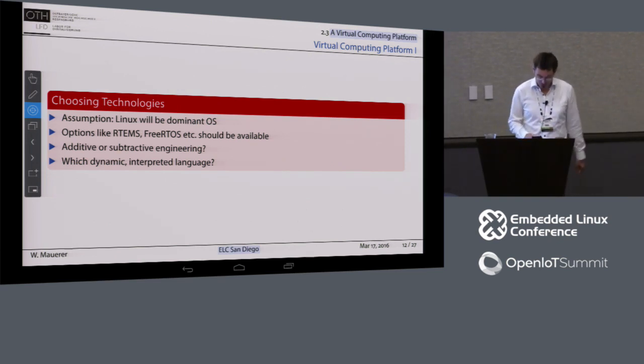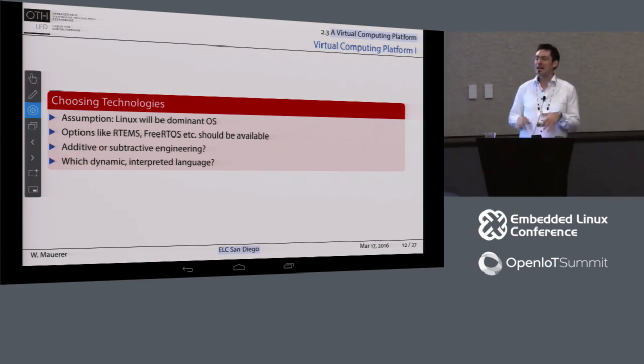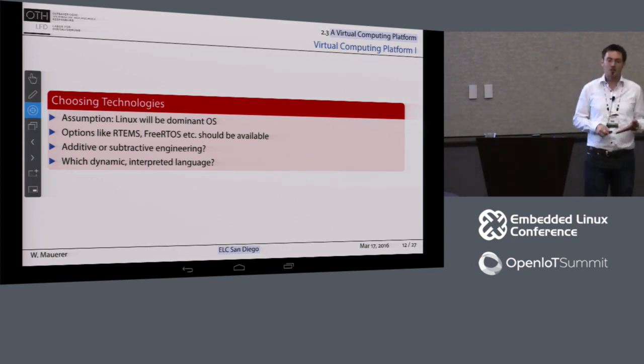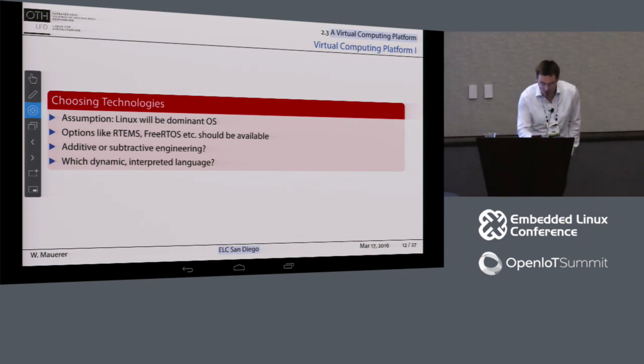The additive or subtractive engineering question just means: should we take some existing code and extend that with functionality that we needed, or should we take bigger systems like OpenStack and strip them down to be of appropriate size? We decided to go with an additive approach because it turned out to be easier to add stuff than to make all these huge existing approaches smaller. I don't know why the cloud people and the distributed computing people always go for such large systems, but whatever we tried was so large that it would have been much more effort to strip it down than to write it completely from scratch. And of course, I said we wanted to use dynamic and interpreted languages to benefit from their advantages, but which language should we choose?